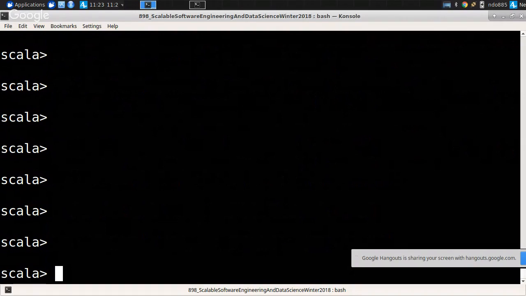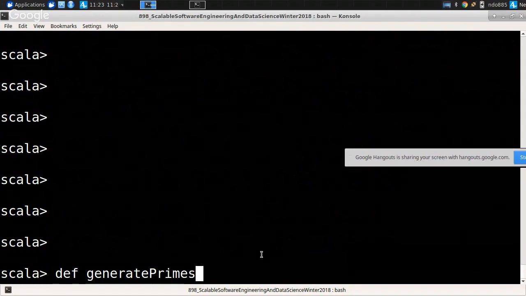So we have to define a function. So what should we start with? Def. Good. Def. Okay. Generate primes. Let's take advantage of the lack of 2-second delay. What is it going to take as arguments? What should it take as arguments?